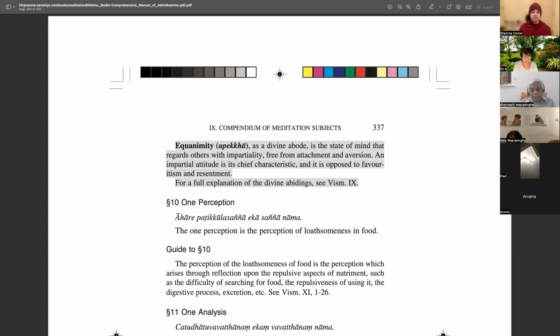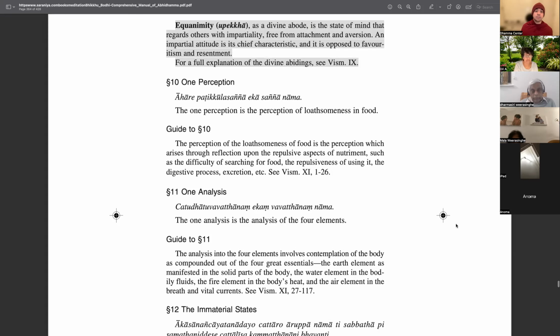Right. Now, moving on. One perception. Ahara patikula sanna, eka sanna. The one perception is the perception of loathsomeness in food. Now, that's another word, loathsome. Mala, would you like to say something? Yes, a very heavy word, right?